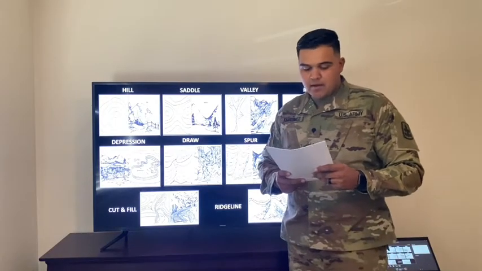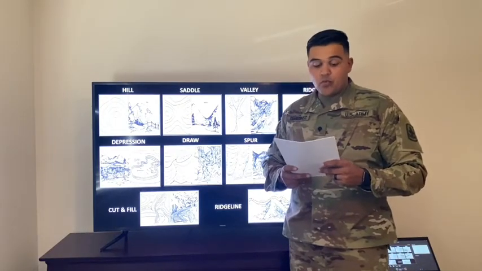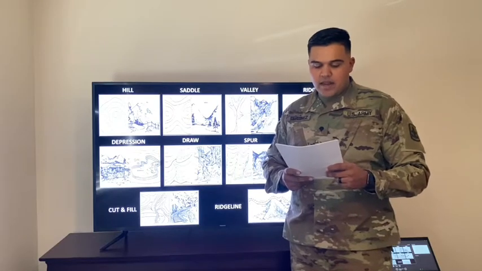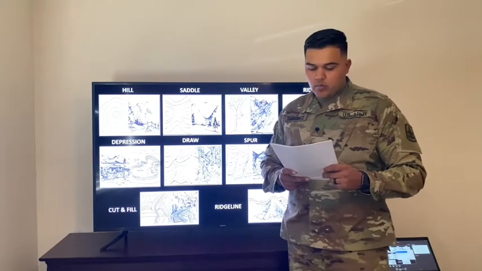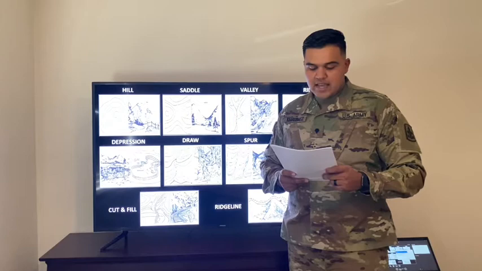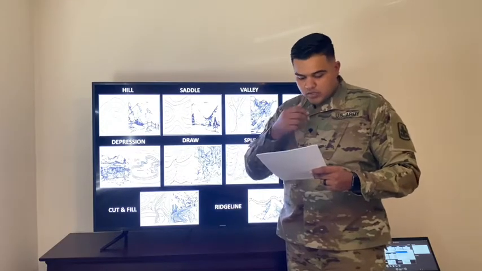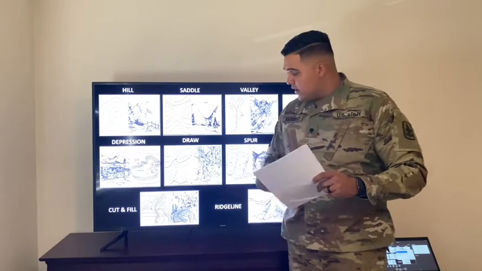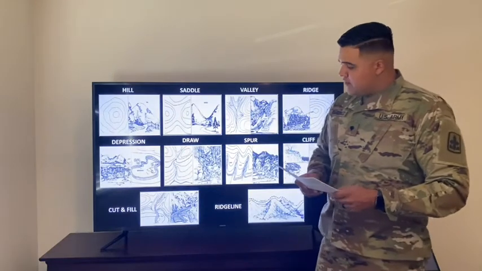The next one is a cut. A cut is a man-made feature resulting from cutting through raised ground, usually to form a level bed for a railroad track or a road. Cuts are shown on the map when they are at least 10 feet high. They are drawn with contour lines along the cut line. So basically what you've got is cut and fill.